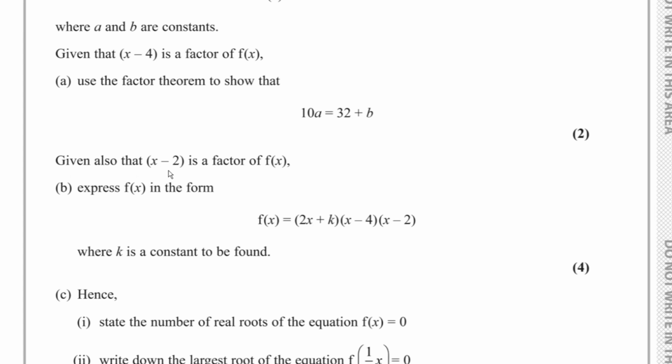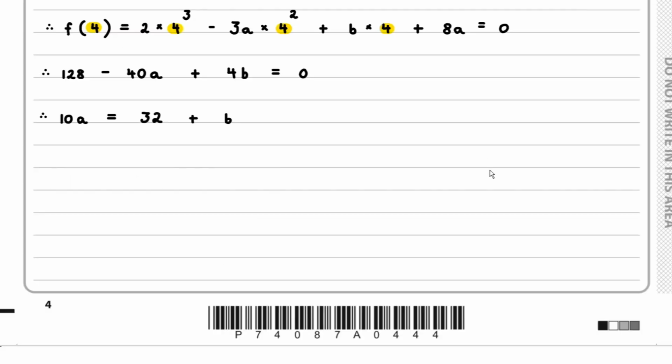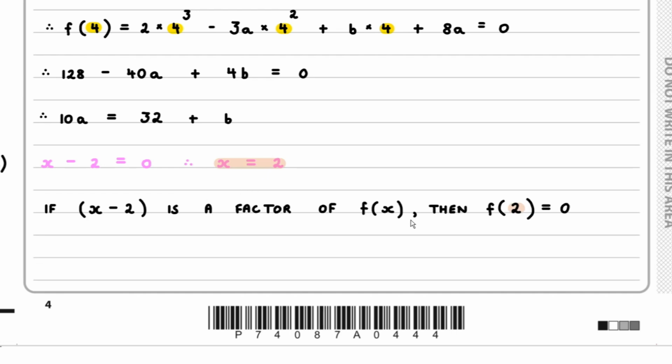Given also that x subtract 2 is a factor of f of x, for part B, we have to express f of x in the form f of x equals 2x plus k multiplied by x subtract 4 multiplied by x subtract 2, where k is a constant to be found. For part B, if x subtract 2 is a factor of f of x, that means if we set x subtract 2 equal to 0, we can see x equals 2, and then f of 2 is equal to 0.